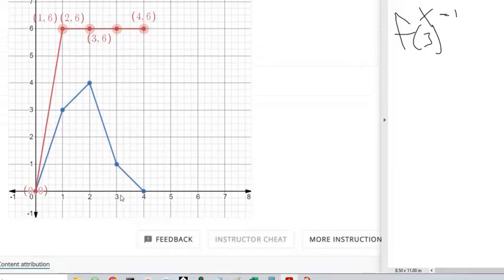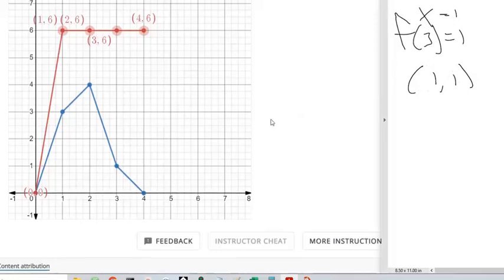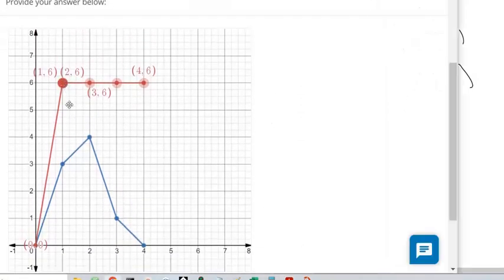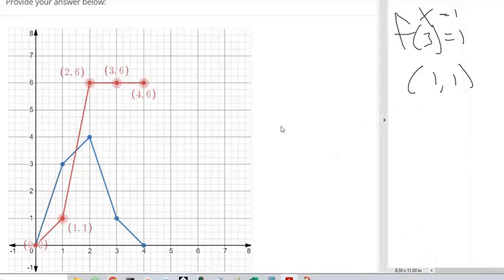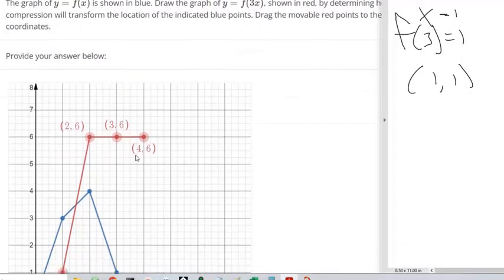And if you look at 3 over here, that has a y value of 1. So 1 comma 1 should be a dot for our red graph. 1 on the x, 1 on the y. That should be a dot. Okay. Let's try something else.